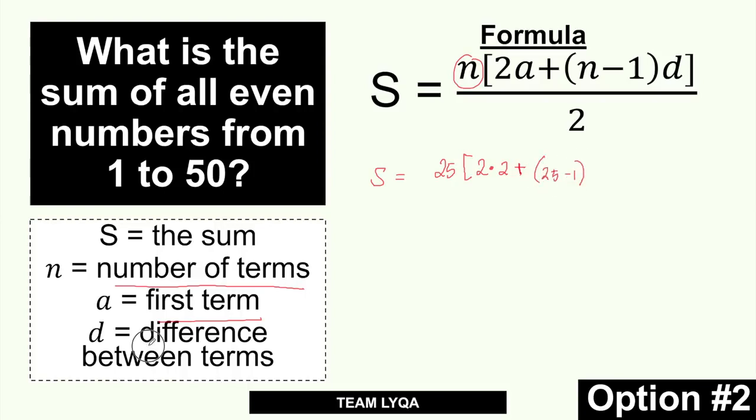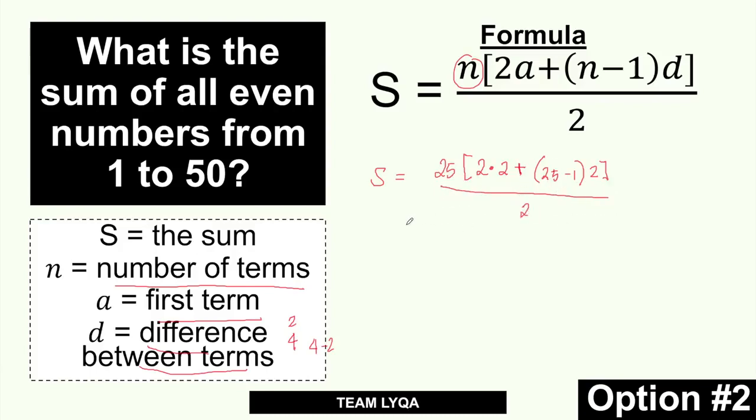and then yung D is the difference between the terms. So, in this case, it is going to be 2, kasi ang difference between two terms you can get from doing this. So you have 4 and 2, right? Yan yung magkasunod na terms. Ang difference niyan, 4 minus 2 is 2. So 2, and then all over 2.